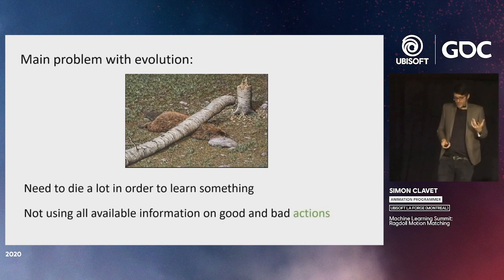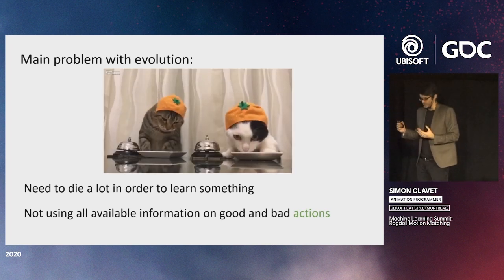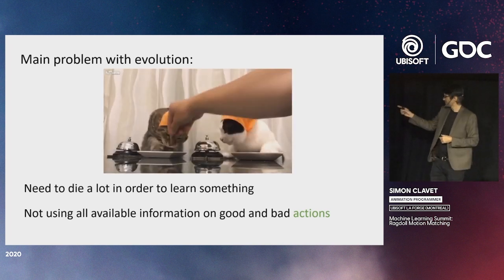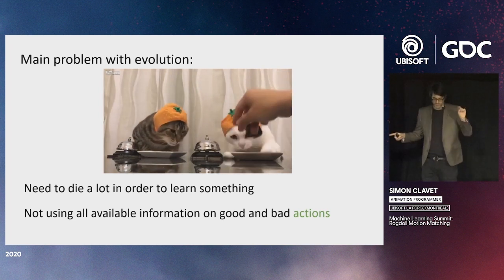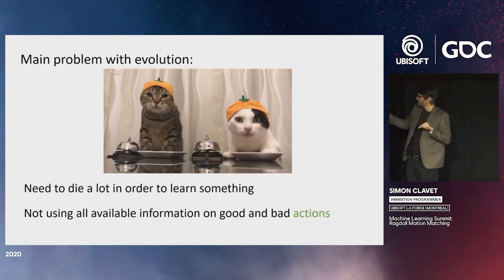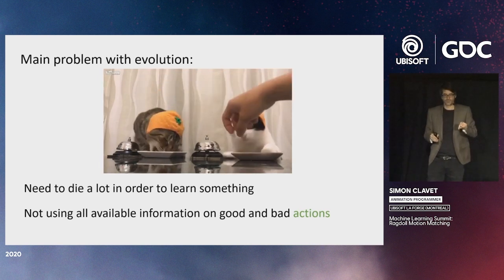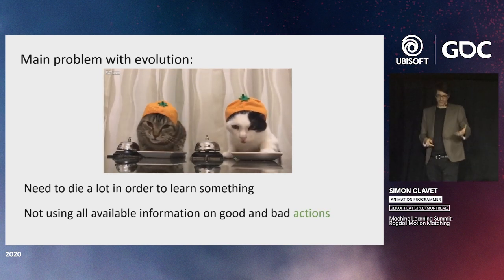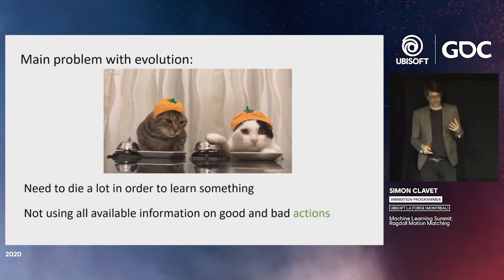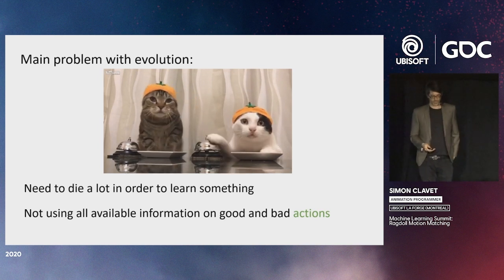And also the other problem is we're not using all the available information on good and bad actions. You just know that at the end of the episode it was bad, but you don't know which actions were actually responsible for the problem. And it would be better to use all the information. For example, these little cats there, they learned that if they press the button, they get some food. But the reason why they managed to learn it is because they get the reward not too long after they did the action. So we're going to try to use this knowledge to improve our algorithms.